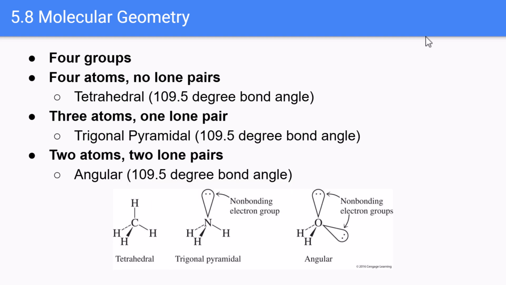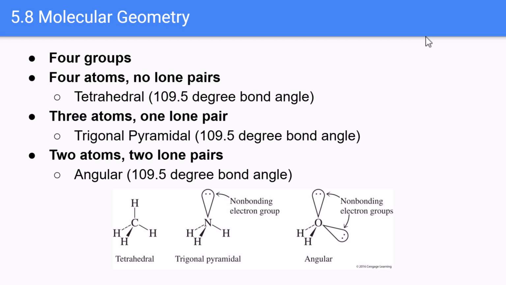We can also have 4 groups that are attached, and there's 3 different ways that this can occur. We can have 4 atoms with no lone pairs. This results in a 109.5-degree bond angle, and we refer to that as tetrahedral. We have 3 atoms and 1 lone pair. We refer to that as trigonal pyramidal, still a 109.5-degree bond angle, and we call it that because if we get rid of the non-bonding electron group, we don't consider that in the geometry. It looks like a pyramid. And then 2 atoms and 2 lone pairs, we refer to that as angular or bent, with also a 109.5-degree bond angle.